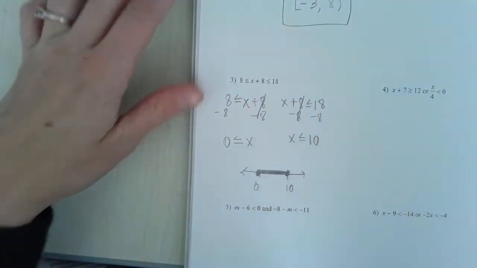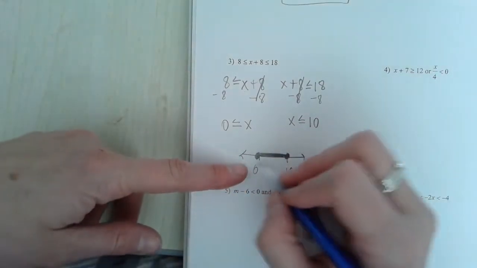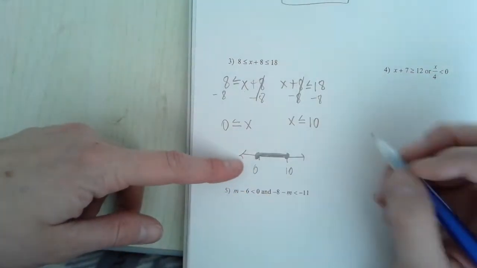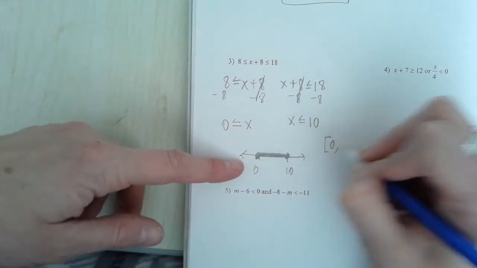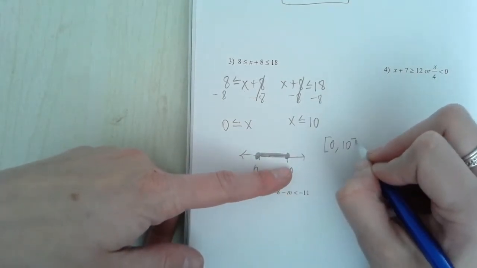Then we need to write our interval notation. So our interval notation is a closed dot, so we need a bracket at 0, and then it goes to 10, and it's a closed dot, so bracket.